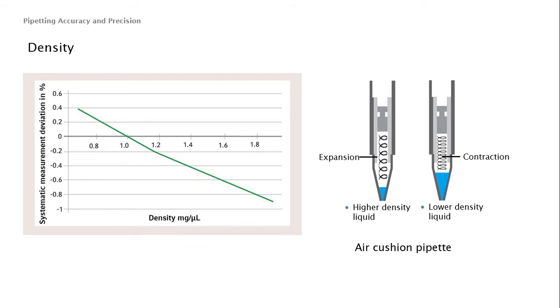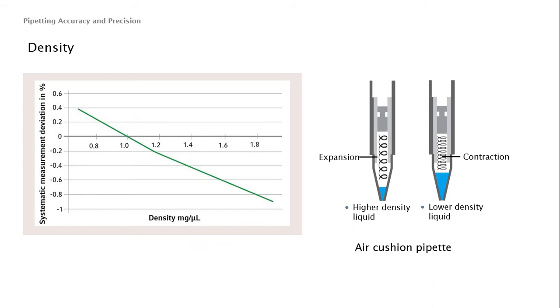So we go to the first property that affects precision and accuracy. This one is density. We know that air cushion pipettes are mainly used to pipette aqueous solutions. So they are adjusted using distilled water as our reference liquid. The expansion of the air volume via the liquid varies depending on the density of the liquid. This means that when we are pipetting liquids that are denser than water, the volume of liquid aspirated into the tip is typically less than the set value.